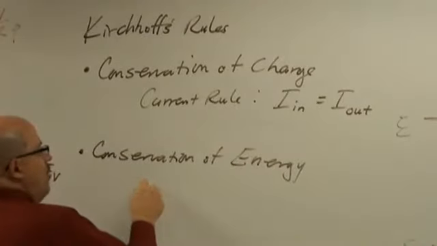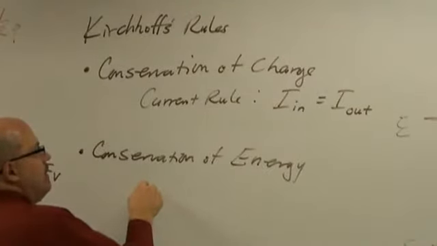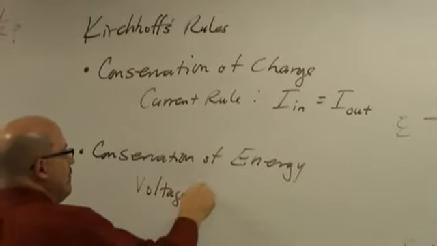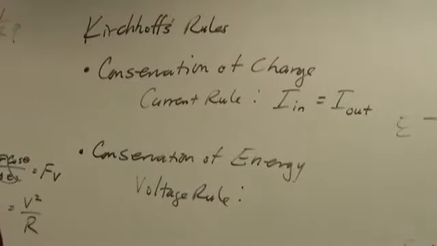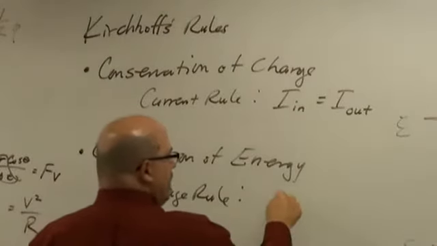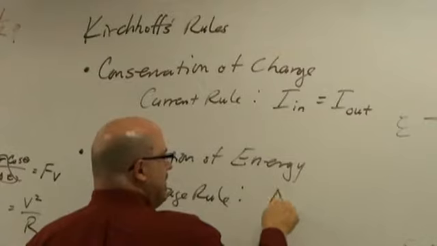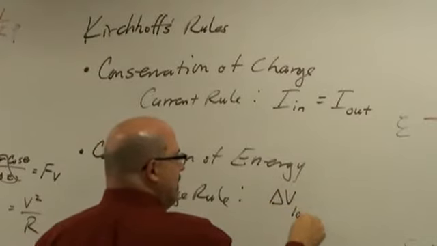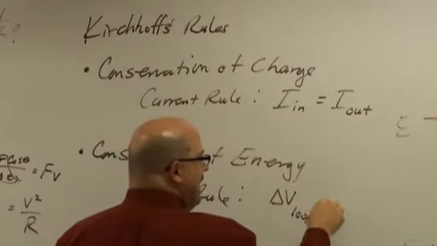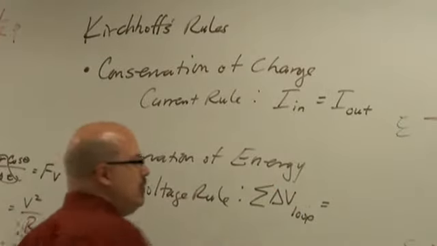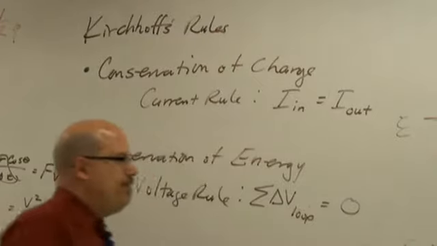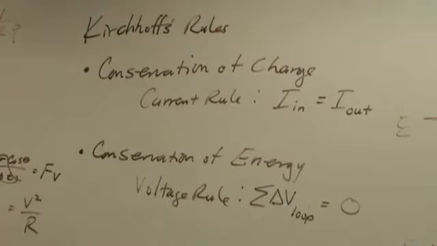Okay, here's our second rule. This is called the voltage rule, sometimes also referred to as the loop rule. It is that the delta V's in any loop must add up to 0. Okay?